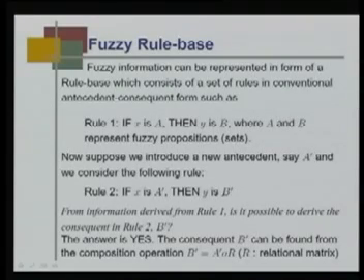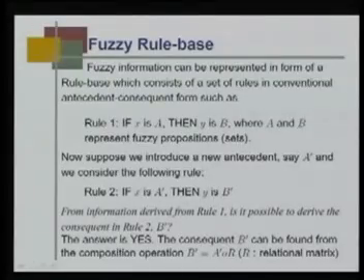This is a very simple way. Now, I am presenting the problem to all of you. Rule 1 we know; we know the sets A and B. In rule 2, we know only A dash, but not B dash. Can we infer B dash? This is the question. The answer is yes. The consequent B dash in rule 2 can be found from the composition operation: B dash equals A dash composed with R. This is called the compositional rule of inference, with the compositional operator and R.